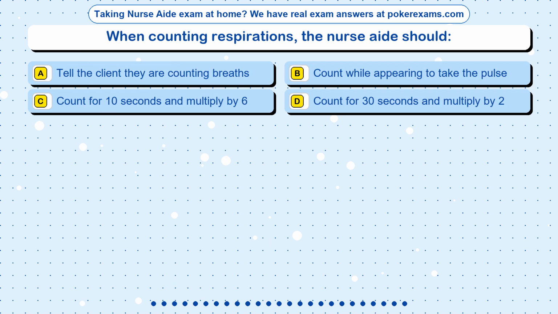Question 22. When counting respirations, the nurse aide should: Option A. Tell the client they are counting breaths. Option B. Count while appearing to take the pulse. Option C. Count for 10 seconds and multiply by 6. Option D. Count for 30 seconds and multiply by 2.